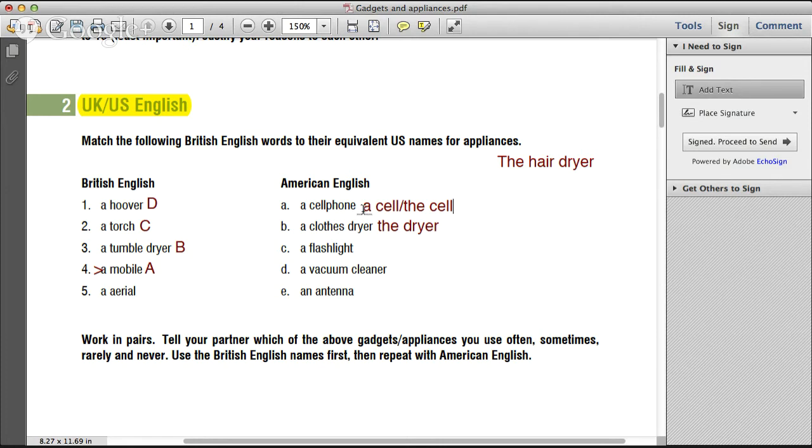Okay, very good. And Salih, number 5, please. Number 5, aerial. I guess it's an antenna, right? Yeah, that's our last one here.